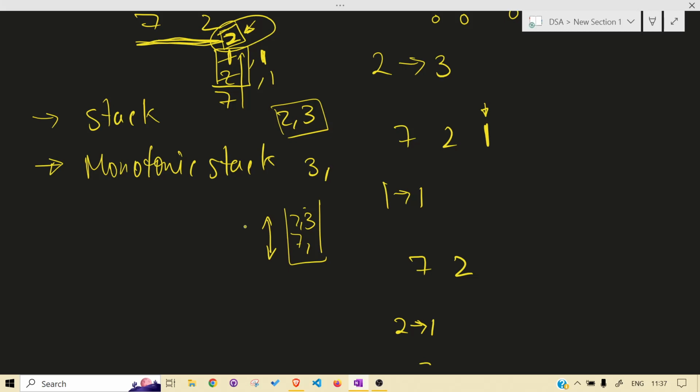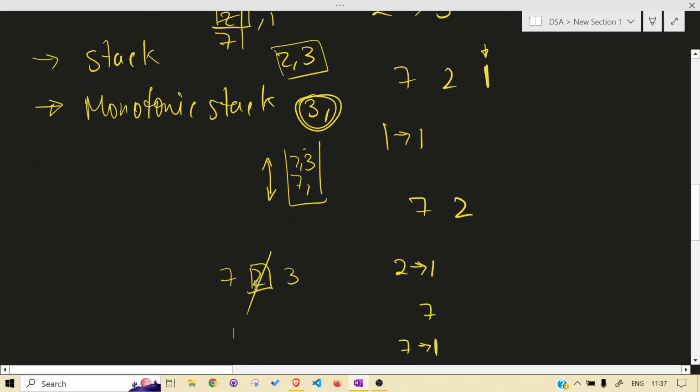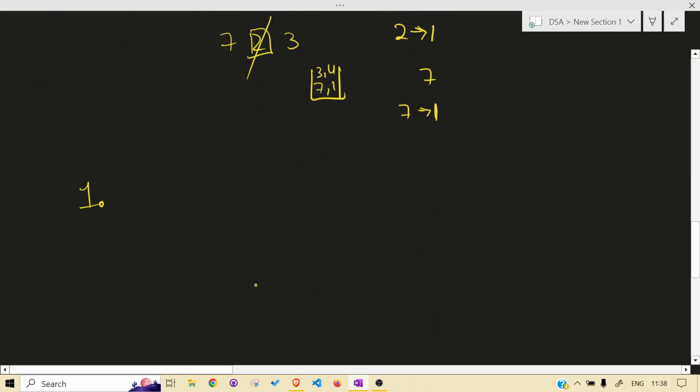So when 3 is encountered, this is no more decreasing. What we have to do is get this out. When we get this out, we get its span. So 3 plus 1 is 4, and the stack will look something like this, 3 comma 4. And if you ask what this is, this is the stock span.